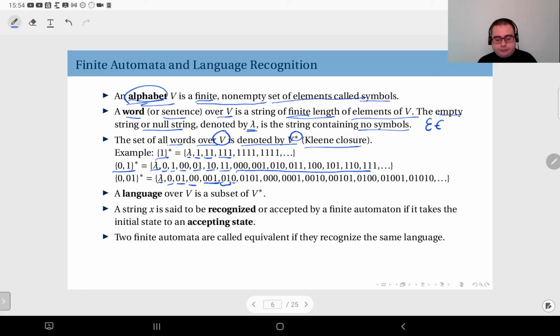Similarly, you have 010. You have 0101. You have 000, the concatenation of three zeros. 0001. Again, you have three symbols here. Now 001, and then 0, etc.